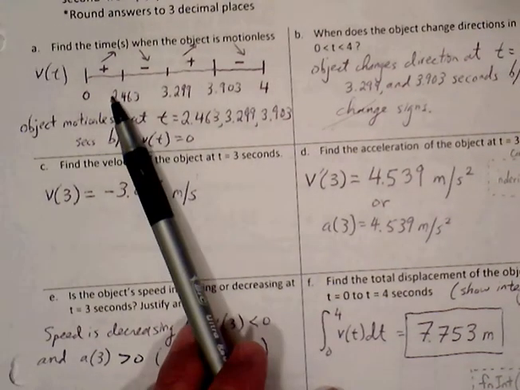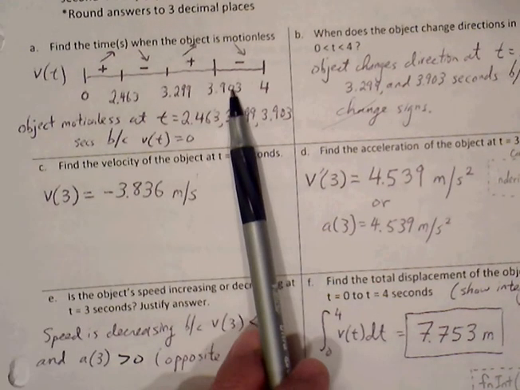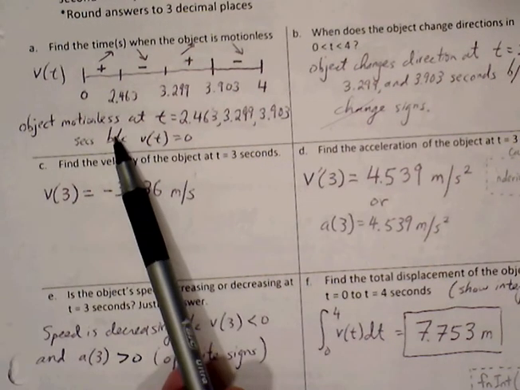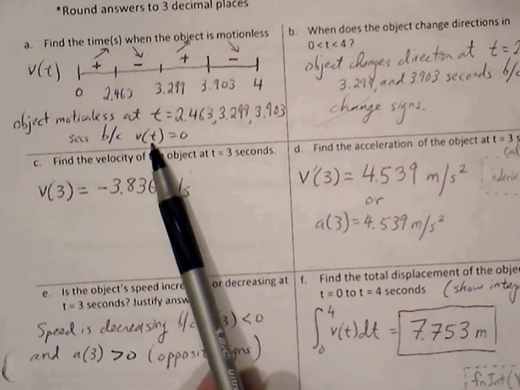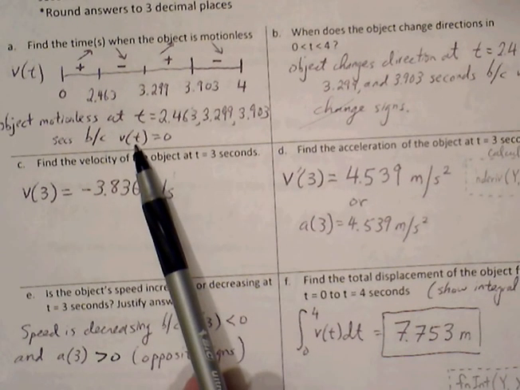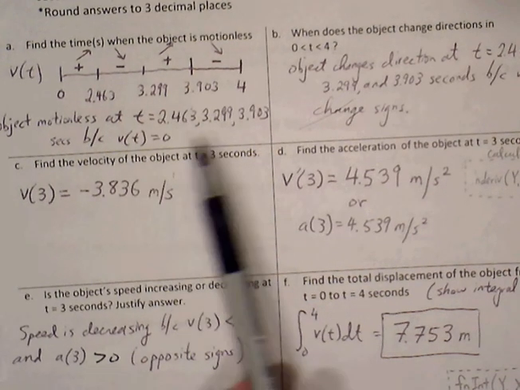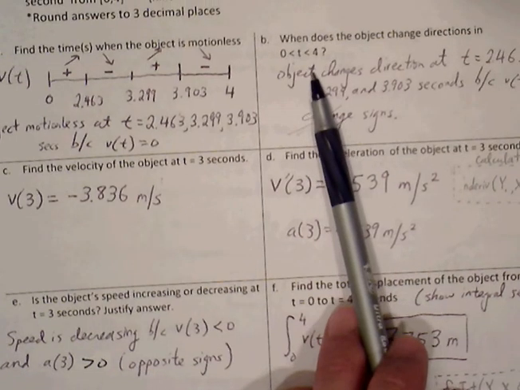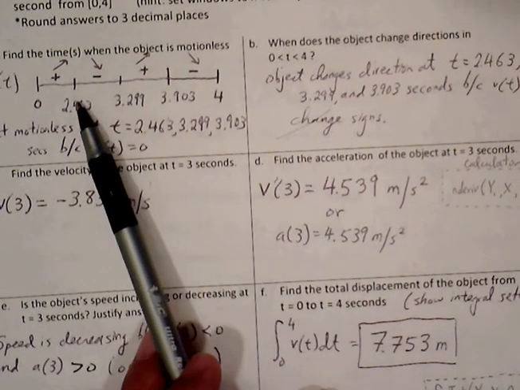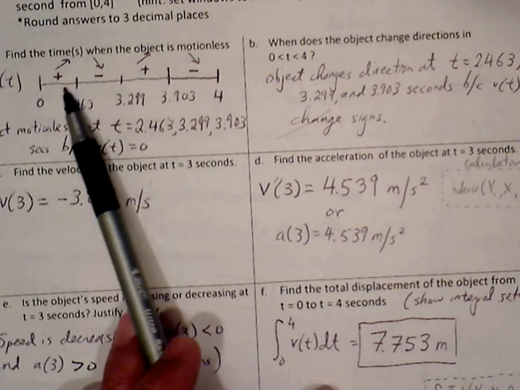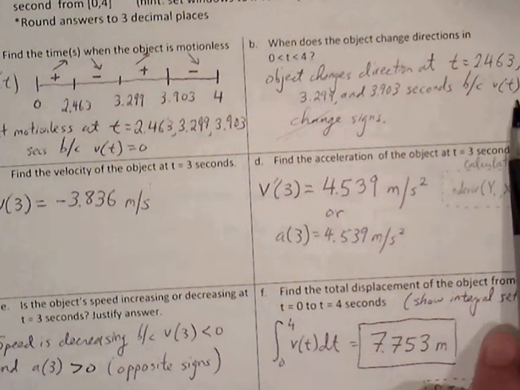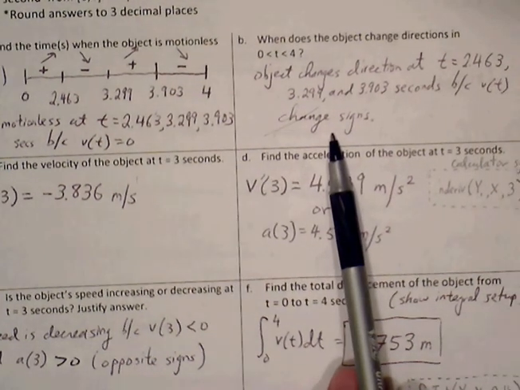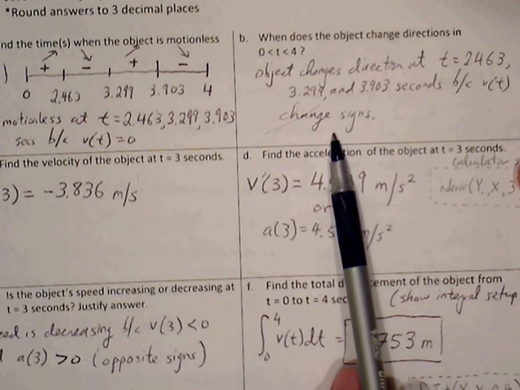From what we found from the intercepts, our object is motionless, velocity is 0, at these time values because v of t is equal to 0. Part B, when is the object changing directions? We're going to get the same answer from part A, simply because these values also have a change in sign, a change in direction. The reason now is because v of t changes signs at these times.